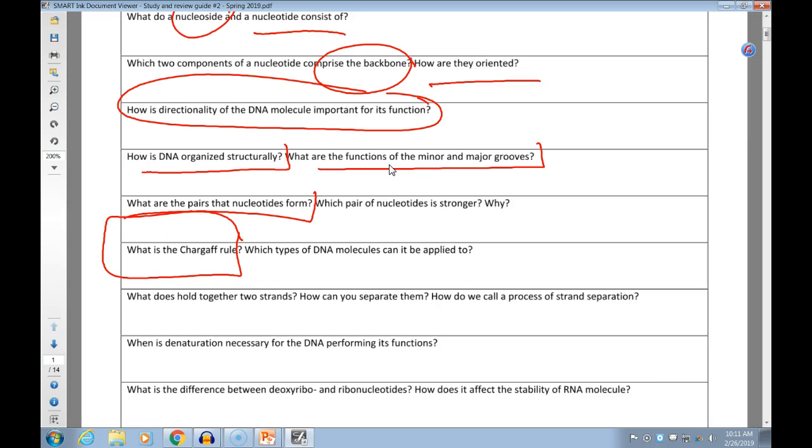I want to highlight again that Chargaff rule can be applied only to double-stranded molecules. So if you have double-stranded DNA, Chargaff rule can be applied to double-stranded DNA. If you, hypothetically, have double-stranded RNA, it can be applied to double-stranded RNA. We just don't have that situation. So only double-stranded.